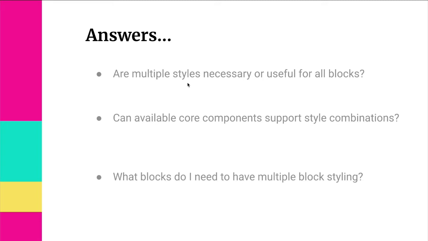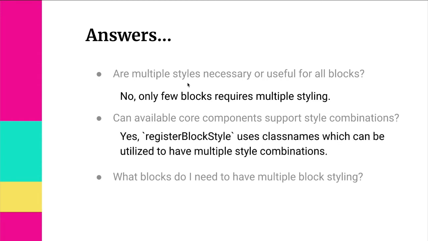I gave these questions a lot of thoughts, and here are the answers. Are multiple styles necessary or useful for all blocks? The answer is no. Only few blocks requires multiple styling. Can available core components support style combinations? The answer is yes. Register block style uses class names, which can be utilized to have multiple style combinations. What blocks do I need to have multiple block styling? I only need and think of cover and buttons block.